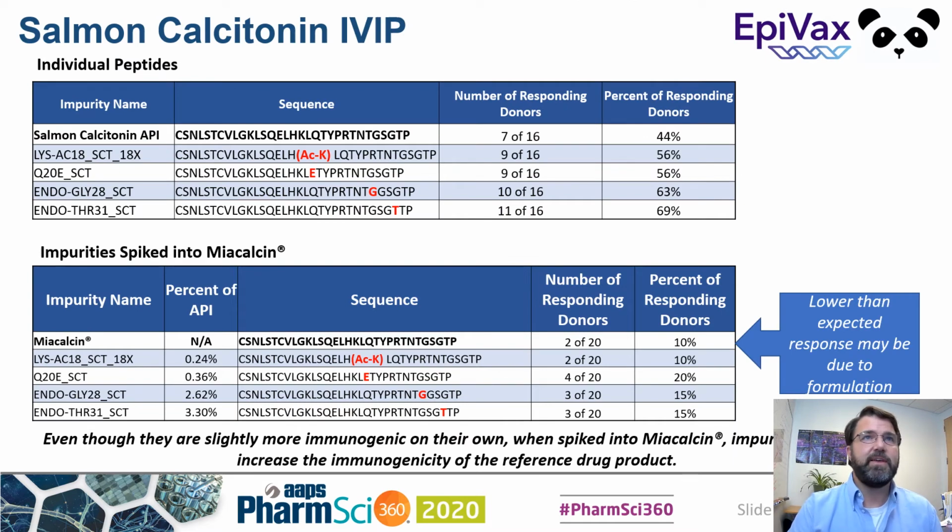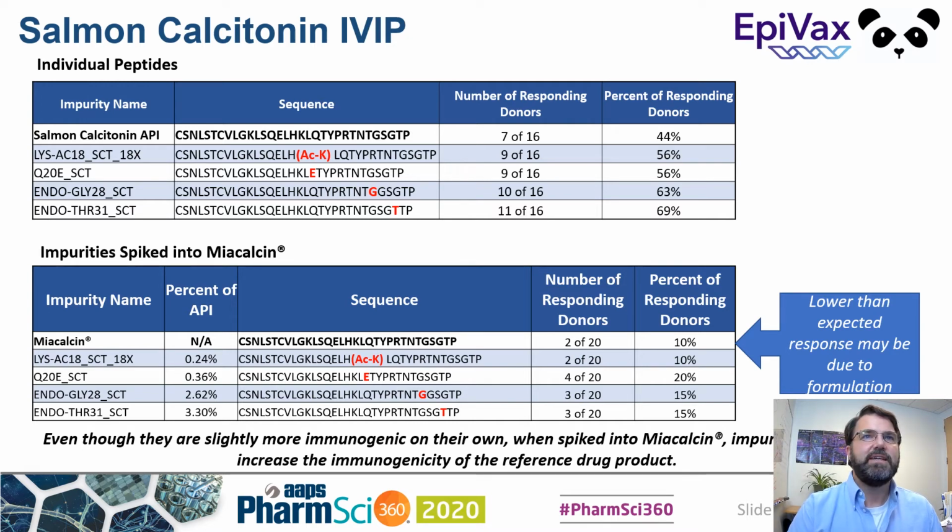When we look at these peptides in vitro in our T-cell assays, we won't be showing you the HLA binding data today due to time, but we looked at this in 2 different ways. So we did a comparison of the individual peptides, the salmon calcitonin peptide compared to the impurities. And what we see is when they're all compared at the same concentration, the impurities themselves are slightly more immunogenic than the actual API sequence. So we do see a higher potential for these to be immunogenic.